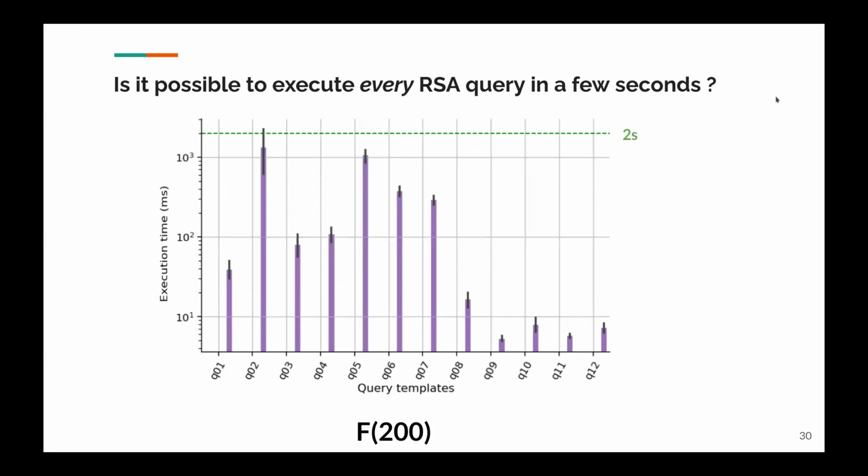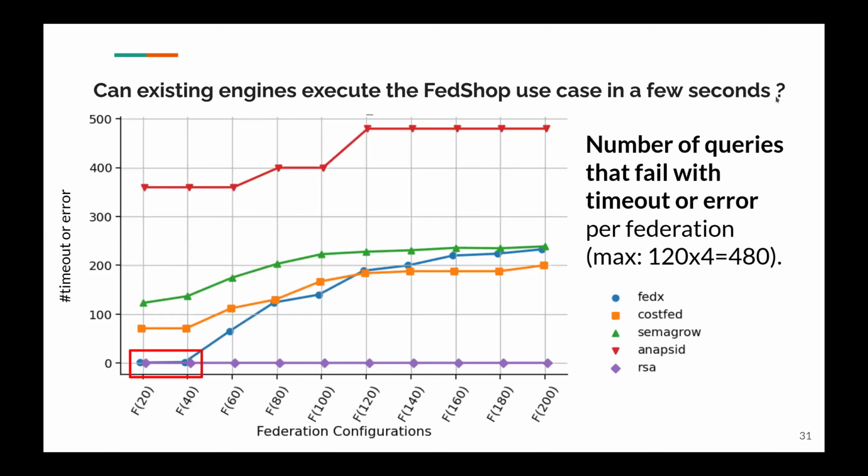We also look at each of the query templates separately, and you see that some of the templates can actually be executed much faster, and almost all are under 2 seconds. That's our baseline. And then we look at the different federation engines that we have tested this with.